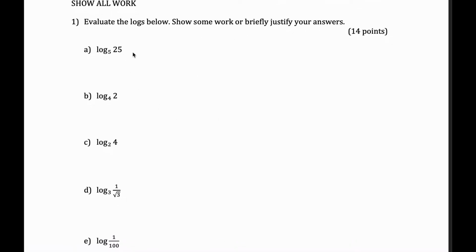So the log base 5 of 25, you're supposed to figure out what that's equal to. Well, that's equal to 2. Why is that equal to 2? Well, because what the log base 5 of 25 is asking you is what power do you have to raise the base 5, in this case, up to make it equal to 25. And 5 to the second power is equal to 25. Therefore, the log base 5 of 25 is just 2.